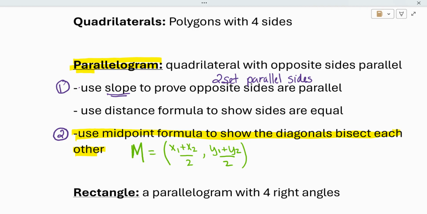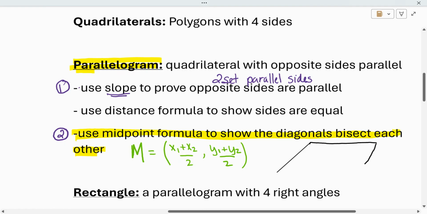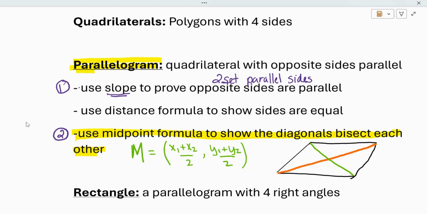Let's draw a picture so you have an understanding of what that means. So I'm going to draw a sketch of a parallelogram. I'm just going to draw a sketch. It doesn't have to be perfect. So if the diagonals bisect each other, this is one diagonal. This is my other diagonal. If they bisect each other, that means that they intersect at the exact same point, meaning that their midpoint is the same. This place, whatever it is, is the same. It's the middle of the orange line and it's the middle of the green line.